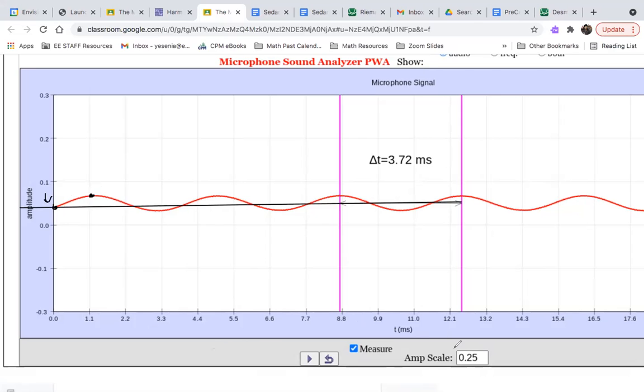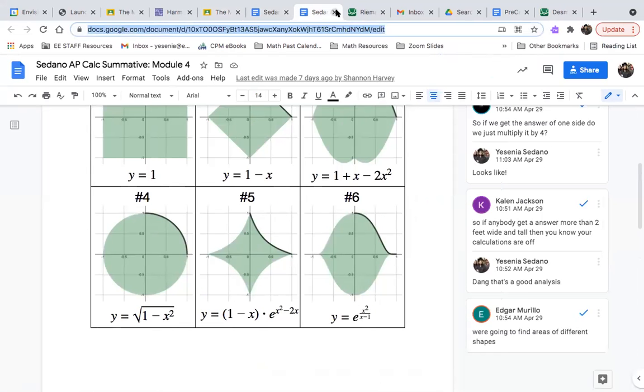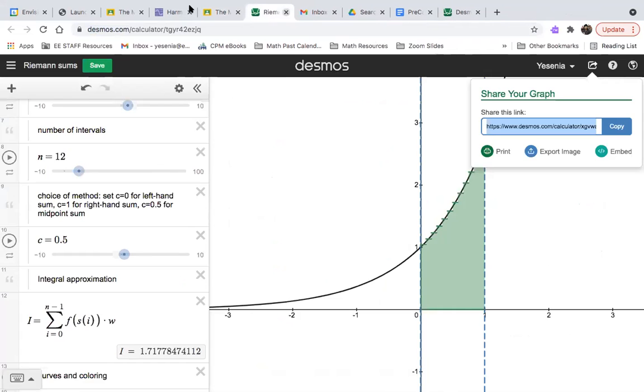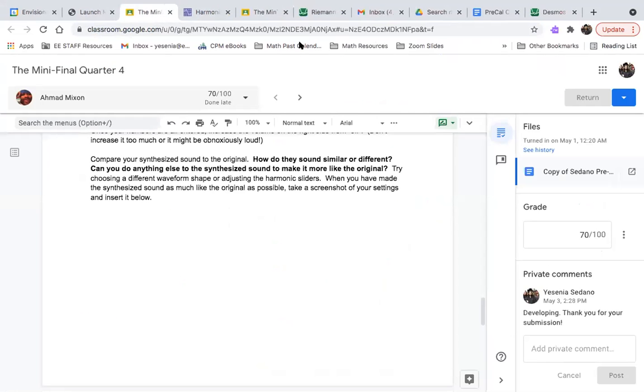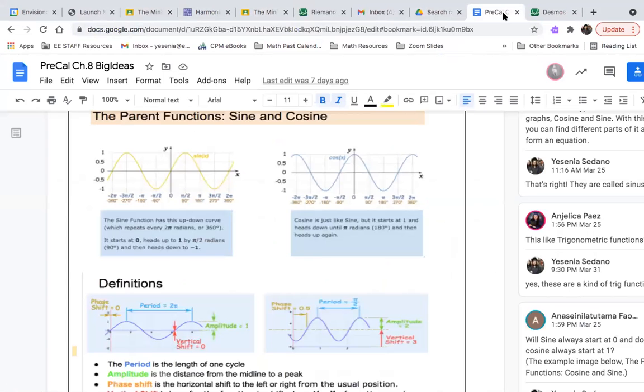I do not remember. Let's go back and see. So which one does that? Oops. Sorry. There we go. Oops, that's not it still. Okay, there we go. Here we go. So here's sine in yellow and here's cosine. So which one starts at the midline and goes up?